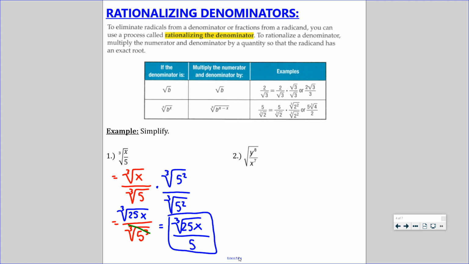Should you take the 25 out or not? There's no perfect cubes that go into 25. Oh, this is a cube. This one's stuck under the radical. So also you can't divide the 25 into 5 because the 25 is underneath the radical and the 5 is not. That was a good question, Wesley.